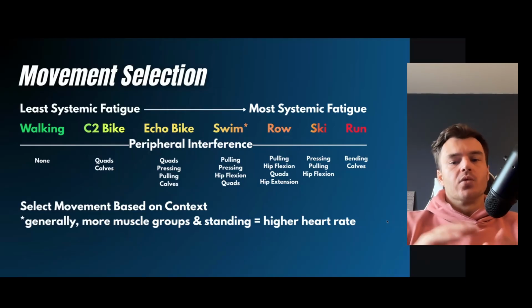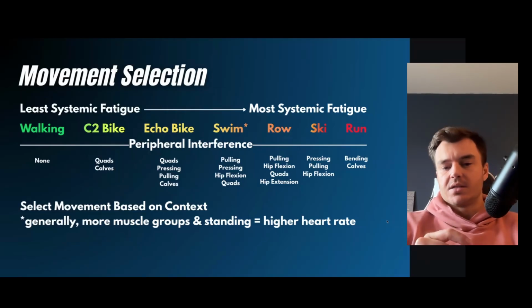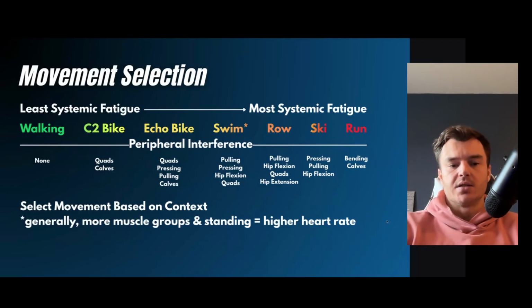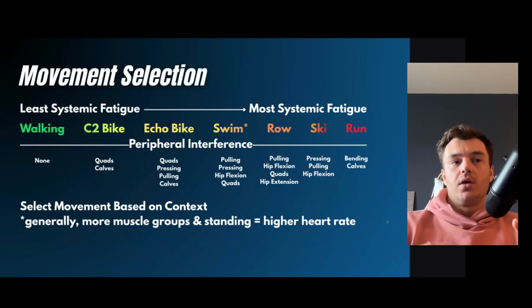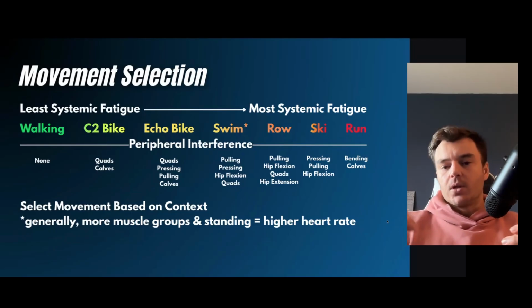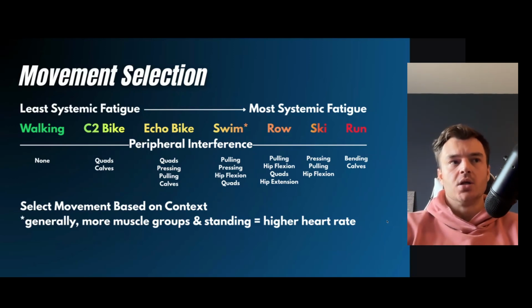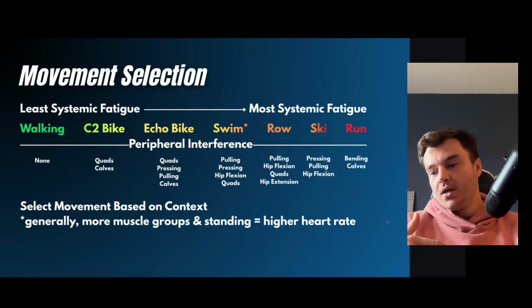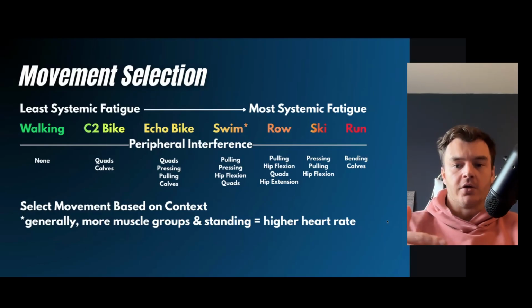So when we're looking at overall fatigue, from least systemic fatigue to most systemic fatigue, the least fatiguing is going to be walking. Concept 2 bike is also not super fatiguing. The Echo bike, although people find it uncomfortable and have a very negative association with it, is not the most systemically fatiguing piece of equipment. It has little to no eccentric loading involved, and so the nature of the contraction is actually pretty repeatable, which is the reason it is so uncomfortable: it is easy to make it harder.